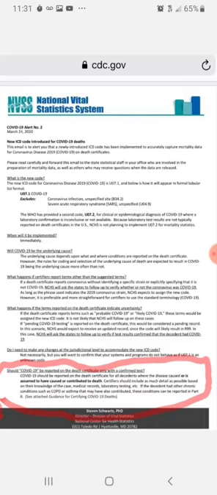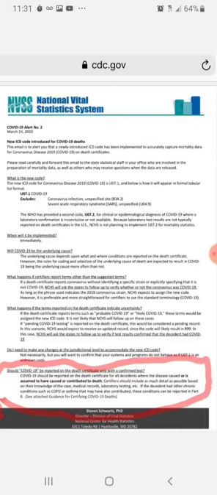It says COVID-19 alert number 2, March 2nd, 2020. New ICD code introduced for COVID-19 deaths. This email is to alert you that a newly introduced ICD code has been implemented to accurately capture mortality data for coronavirus disease 2019, COVID-19, on death certificates. So this is about accurately capturing the mortality data for the COVID-19 deaths. Please read carefully and forward this email to the state statistical staff in your office who are involved in the preparation of mortality data, as well as others who may receive questions when the data are released.